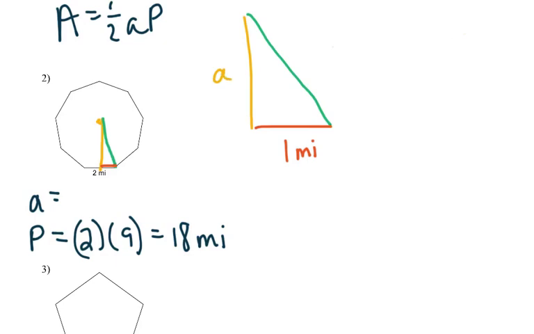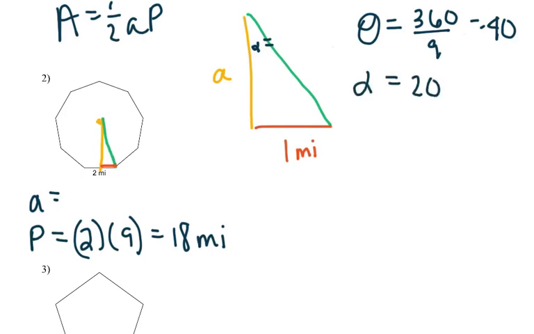And then we're going to solve for alpha. Theta is the central angle, so 360 divided by 9 central angles gives us 40 degrees, and alpha is half of that, so that's 20 degrees.